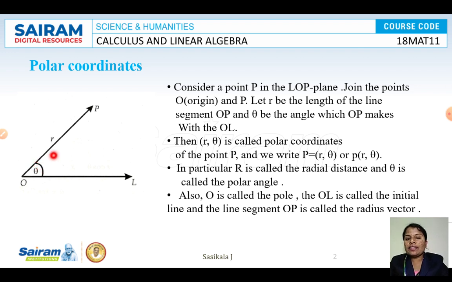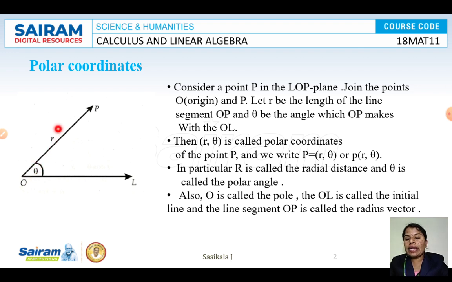Then (r, theta) is what we call the polar coordinates of the point P. So the point P, which will be (r, theta), is called the polar coordinates. That can be written like P equals (r, theta) or P of (r, theta). You can write it either way. In particular, r is called the radial distance, and theta is called the polar angle.